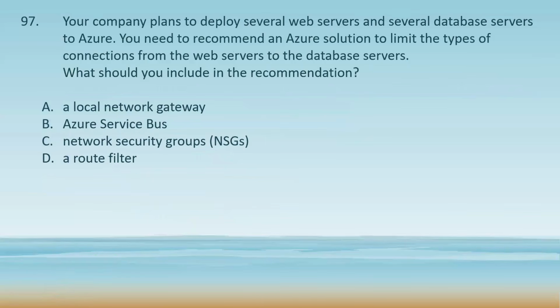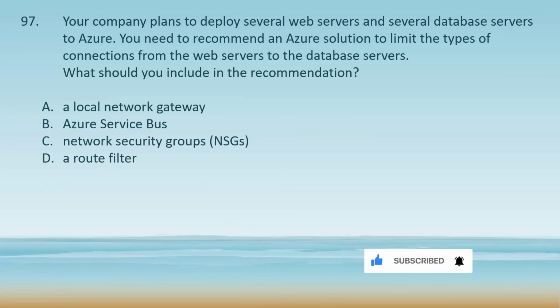Question number 97 of the series. Your company plans to deploy several web servers and several database servers to Azure. You need to recommend an Azure solution to limit the type of connections from the web servers to the database servers. What should you include in the recommendation? Your options are a local network gateway, an Azure service bus, network security groups, a route filter.